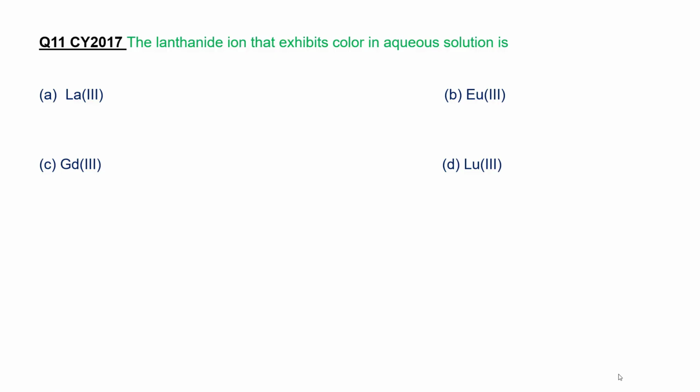Question 11, 2017. The question is: the lanthanide ion that exhibits color in aqueous solutions is option A, lanthanum 3+, option B, europium 3+, option C, gadolinium 3+, and option D, lutetium 3+. So you have to find out which 3+ lanthanide ion will exhibit color in aqueous solution.